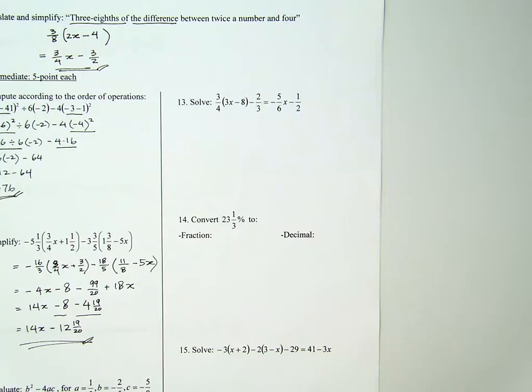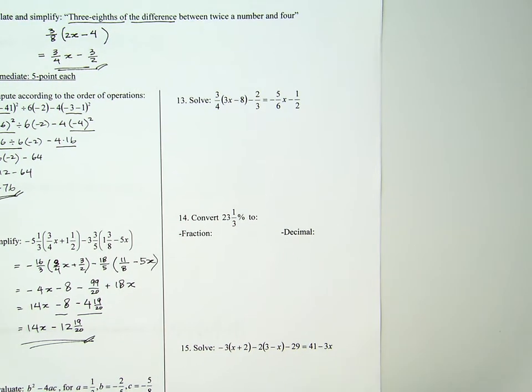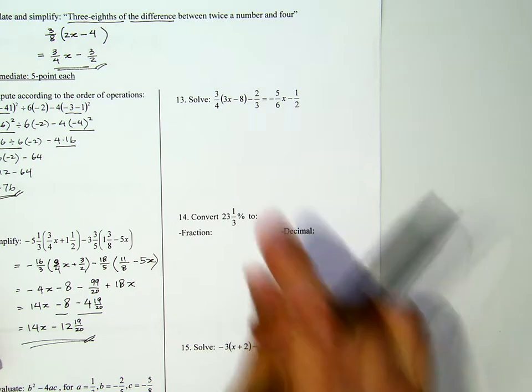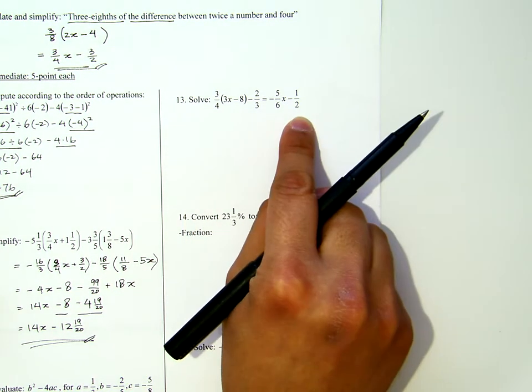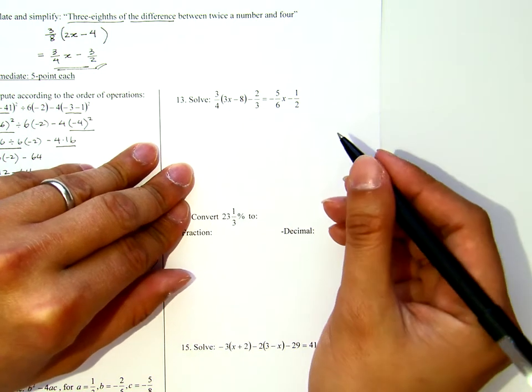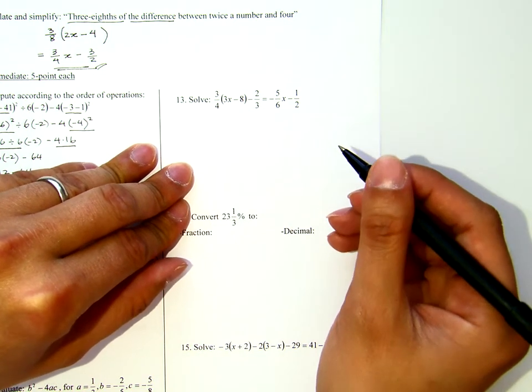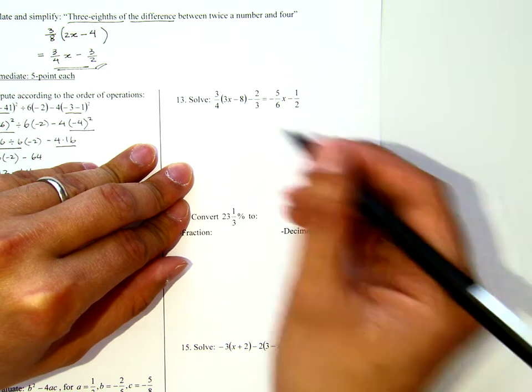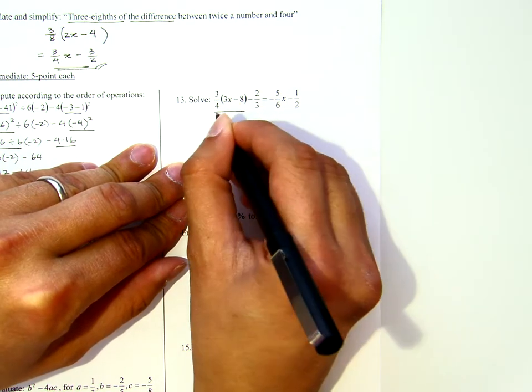Now we will work on Spring 2012 Test 1, number 13 to number 15. Number 13, we need to solve this equation with a lot of fractions and a grouping symbol. What I will do first, and I have to, is distribute this part first.